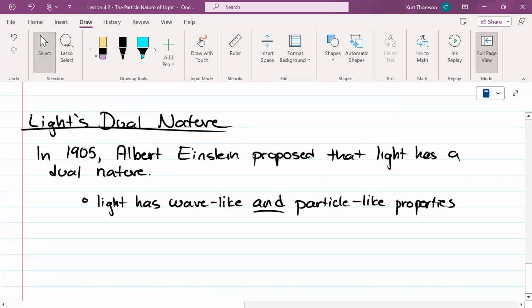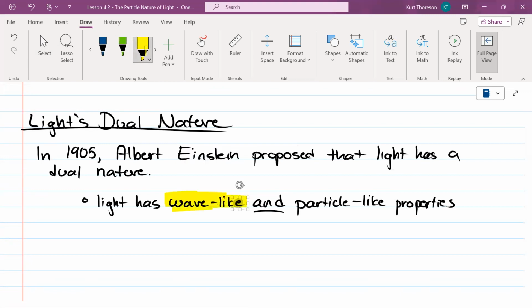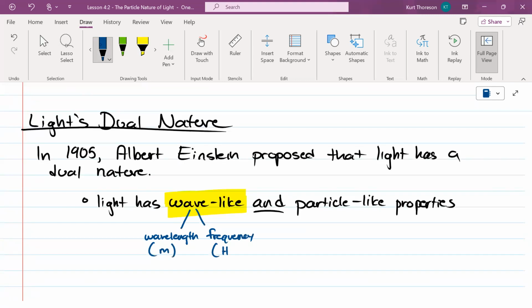Now, let's see how well you guys have been paying attention, because I know this stuff is new, and new stuff is confusing. If light has wave-like properties, how would you measure those? What do we measure waves as? Wavelength and frequency. We measure them with wavelength and frequency. Wavelength is going to be in meters. Frequency can be measured in hertz.